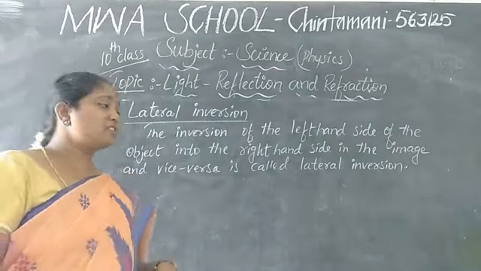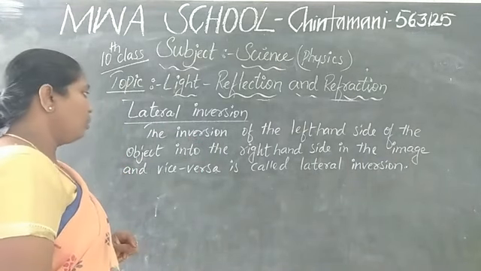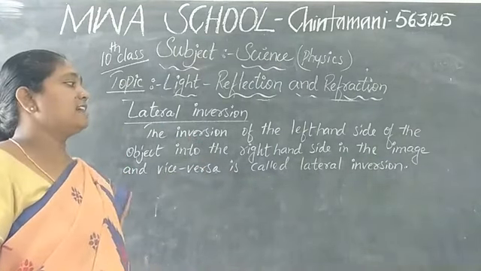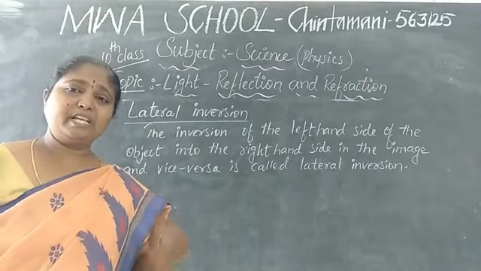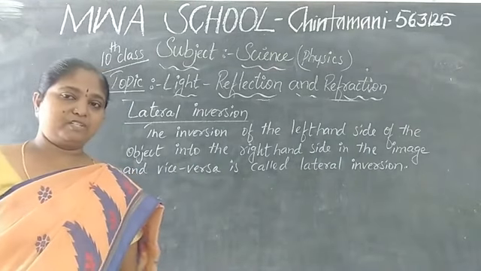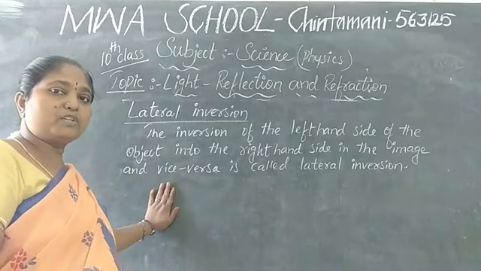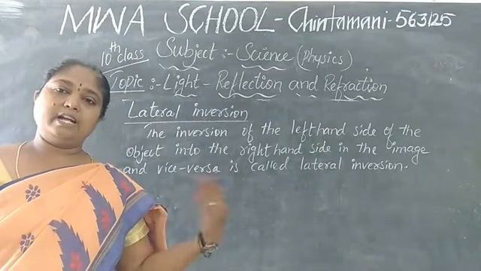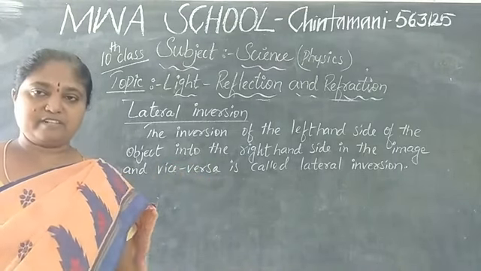What do you mean by lateral inversion, children? The inversion of the left hand side of the object into the right hand side in the image and vice versa. Vice versa means like that only. It will be continuing. It's called lateral inversion. Okay? Understood? So copy down this one also in your homework notebook, and when you are coming to show the homework, you have to show these definitions.